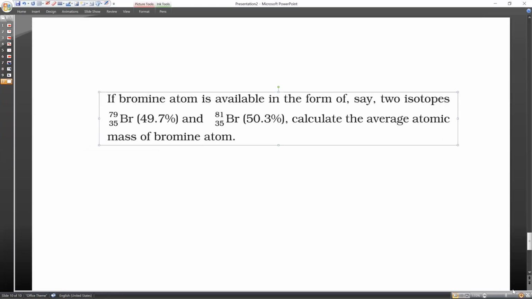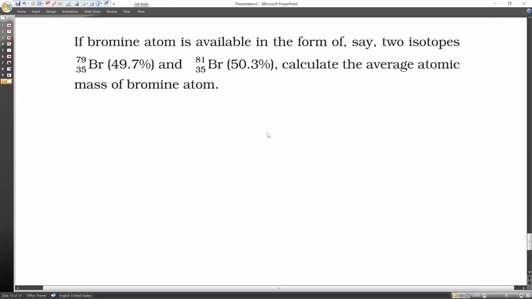Calculate the average atomic mass of bromine. The percentages are given to you.